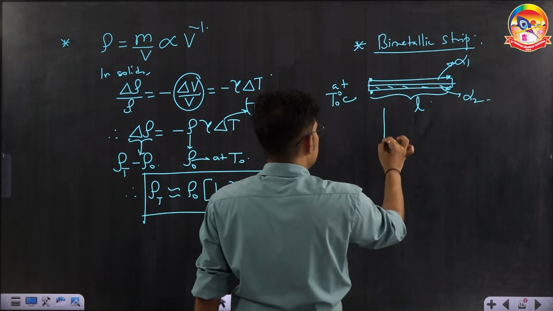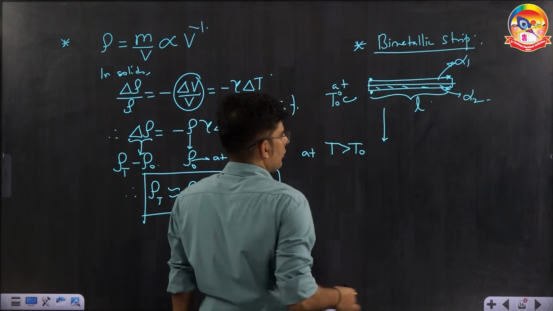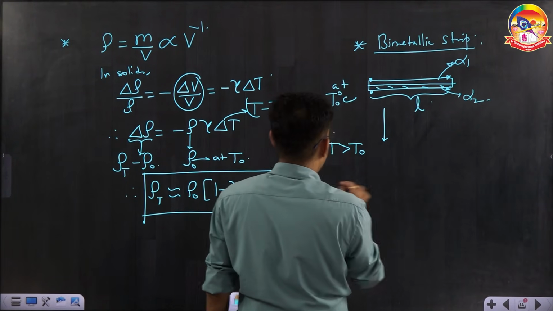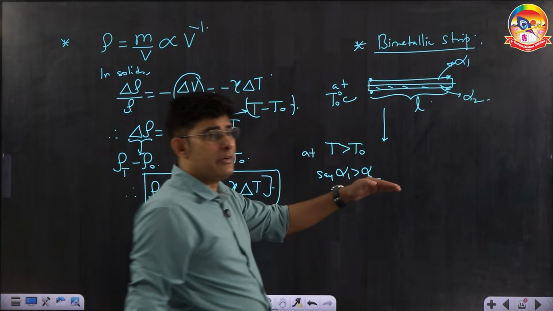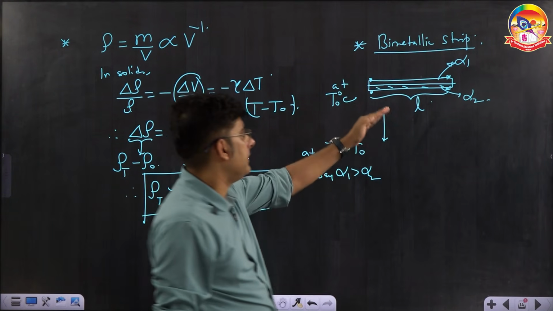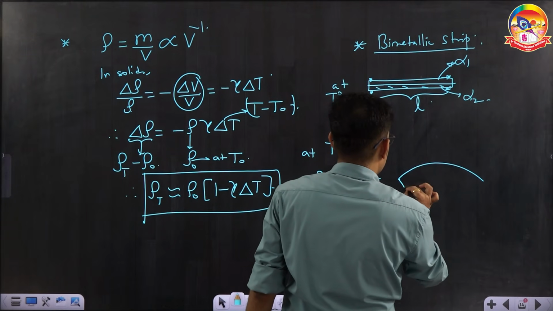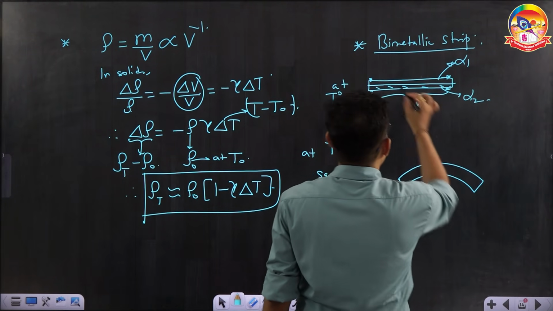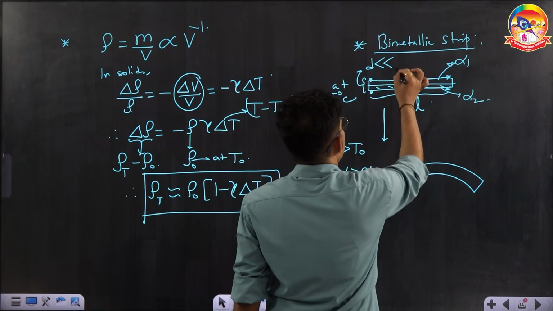So when temperature increases to say T greater than T naught, what will happen? Whichever has more alpha, say alpha 1 is greater than alpha 2, will expand more. So due to this, it will bend. The ends are riveted, so it will bend. So the bending will be as shown. We take the width d to be very, very small compared to the length.